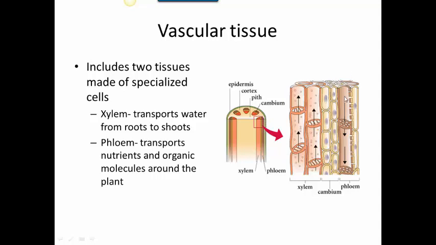This diagram shows the direction of movement in the phloem going down. That's not always the case. The phloem is going to be flowing from wherever a source of organic matter and nutrients is to wherever they're needed around the plant body. So these tissues are transporting things around the plant body. In the case of xylem, they're transporting water. In the case of phloem, they're transporting nutrients and organic molecules.